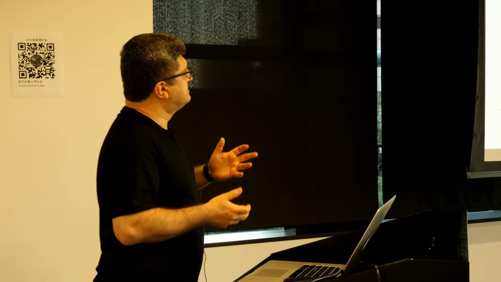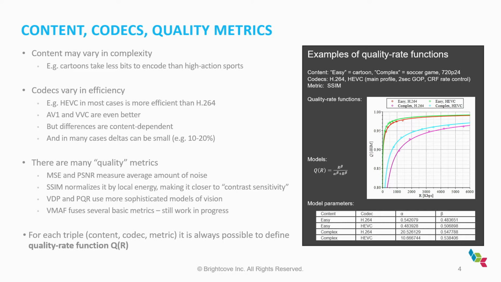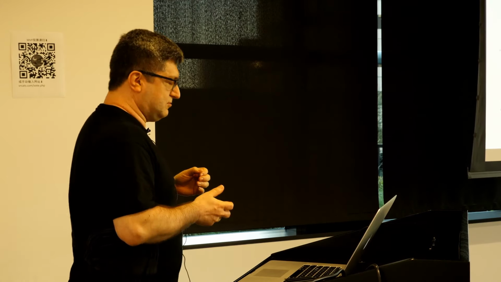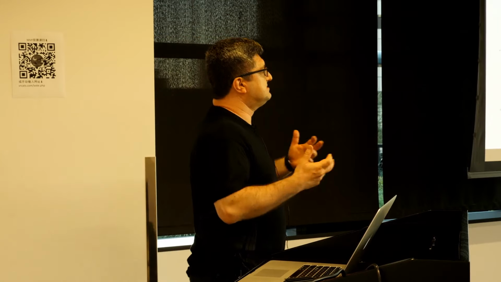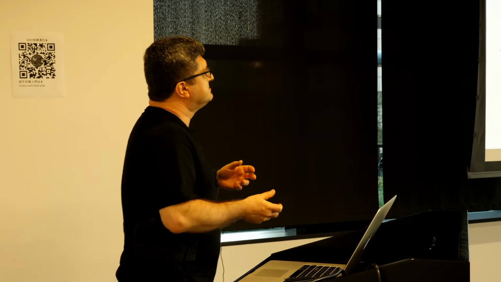Codecs nowadays. There are many of them, and they differ in efficiency. For example, HEVC in most cases is considered to be better than H.264. AV1 and VVC, which is coming, are even better. I heard recently that AV2 is going to be coming next. So the world is going to be even merrier as time goes on. And what is important is that the differences between those codecs are also content dependent. So for ultra simple content, perhaps the difference between H.264 and HEVC is not that significant.